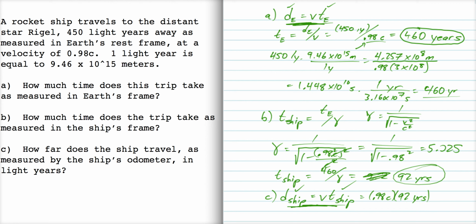And again, we can take advantage of the speed of light, that if this were just c, then this would be 92 light years. But we're a little less than c, so it's 90 light years. That would be the distance. And if you want, you can go through this mess and get that yourself. But that's all we need to do.